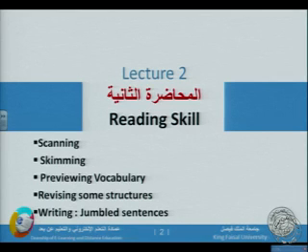For today, we're going to focus on reading skills like scanning, skimming, previewing vocabularies, and we're going to revise some of the structures and grammars that we have taken last class. بعض القواعد اللي أخذناهم المرة الفائتة وفي المحاضرة الفائتة. And then we have jumbled sentences. كيف نعيد ترتيب بعض الكلمات لتصبح meaningful sentence. Okay?